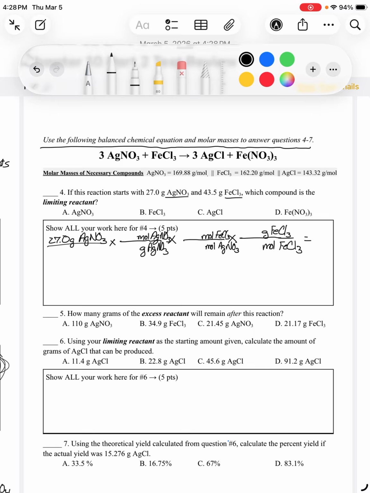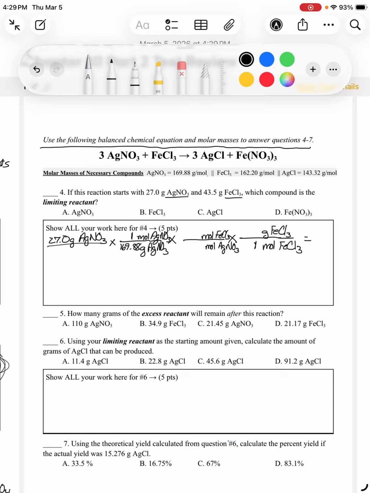What number goes beside moles in any conversion like that, where it's going from moles to grams or grams to moles? 1 always goes beside moles. What number goes beside grams in a mole to gram conversion? Well, you're going to look at the molar mass. Here's the molar mass for silver nitrate, 169.88.